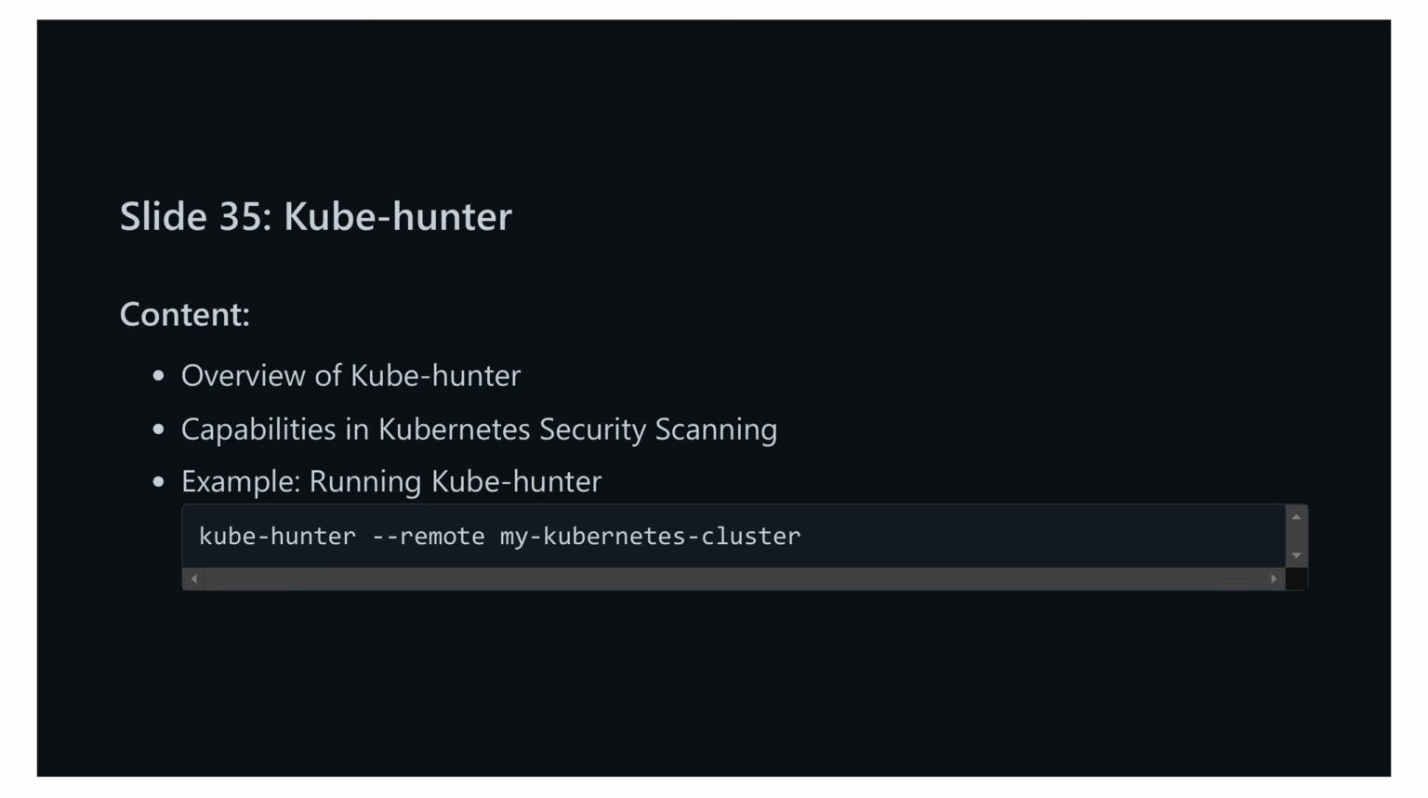For instance, you can run a Kube-hunter scan on a remote cluster using a simple command. Here's an example: kube-hunter --remote my-kubernetes-cluster. This command will initiate a comprehensive security scan of the specified Kubernetes cluster, enabling you to identify and mitigate vulnerabilities before they can be exploited. In the next slide, we will wrap up with a conclusion and review of the vulnerability discovery and analysis techniques we've covered, as well as discussing their importance in penetration testing and exploring the next steps for further learning.